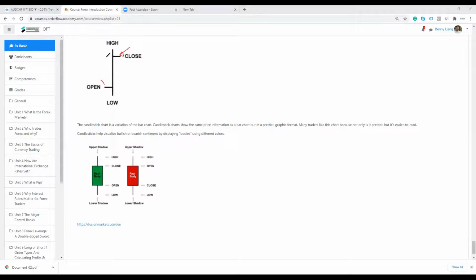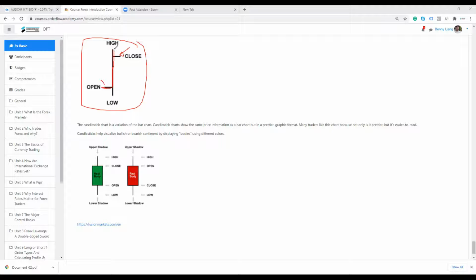When we have a closing price which is higher than the open price, we say that this bar chart or candlestick chart is bullish. You see why we say bullish? Initially when the market opened, it opened here. During this time frame, it can be 1 hour, it can be daily, it doesn't matter, the market goes up. Why does the price move up? Because the buyers come in and push up the price.